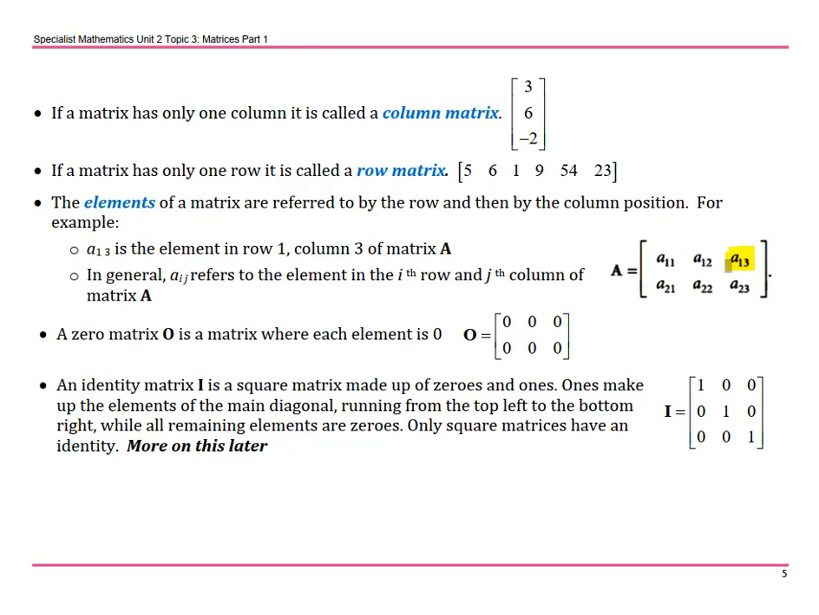A zero matrix is a matrix where every element is 0. And an identity matrix is a square matrix made up of zeros and ones, and the ones are on the diagonal, running from top left to bottom right, while all the remaining elements are zeros. Now, only square matrices have an identity, and we'll look at identity matrices later.